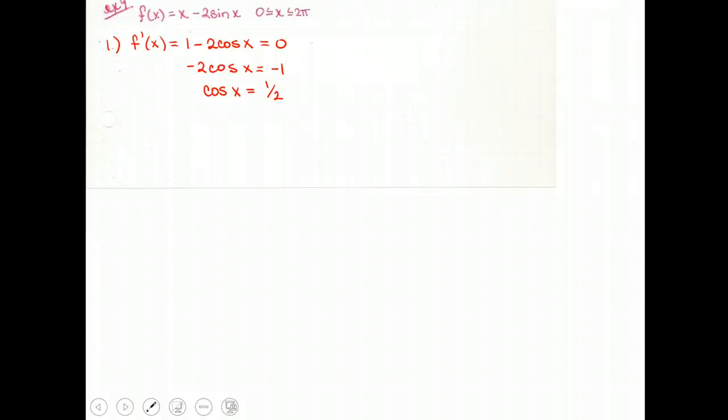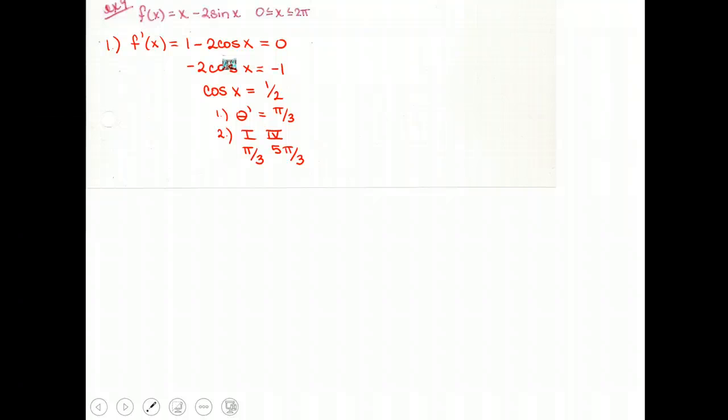So I need a reference angle. Where is cosine equal to 1/2? Pi over 3, yes. And cosine is positive in the first quadrant, and where else? Fourth. So I'm going to have to give the first quadrant pi over 3, which is pi over 3, and the fourth quadrant pi over 3, which is 5 pi over 3.